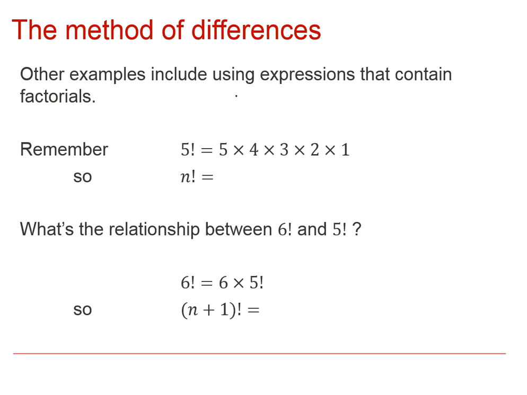Okay, so other examples that we use might contain factorials. If we remember that 5 factorial means 5 times 4 times 3 times 2 times 1, so n factorial is n times n minus 1 times n minus 2 down to times 2 times 1. We can also then look at what the relationship is between 6 factorial and 5 factorial. If we have 6 factorial, that's just the same as 6 times 5 factorial. So if we have n plus 1 factorial, that's just the same as n plus 1 times n factorial.